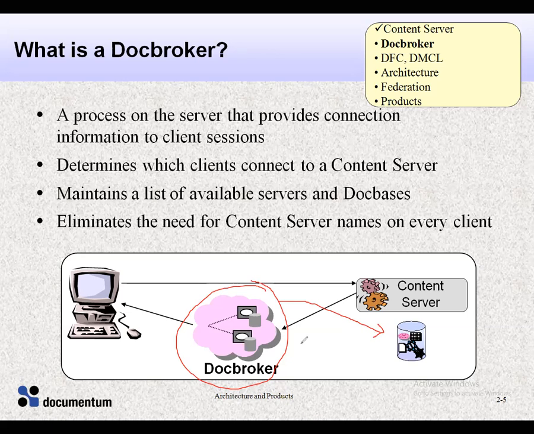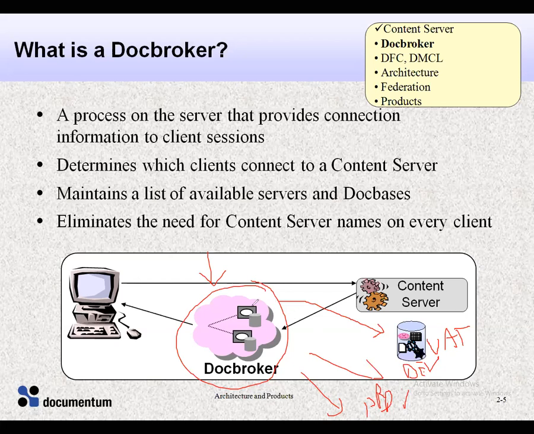For example, generally we have a development environment, a UAT environment, and a production environment. So we'll have three repositories, three doc bases, one for each environment, but there would be one doc broker. Let's say this is UAT, this is development, and here's the prod. These are the three repositories, three doc bases.